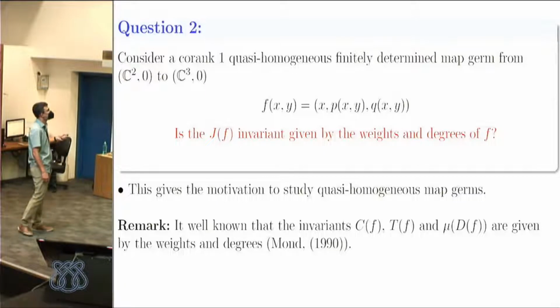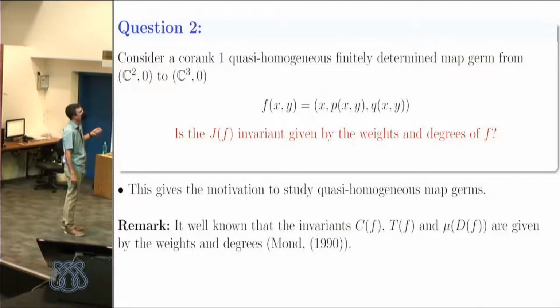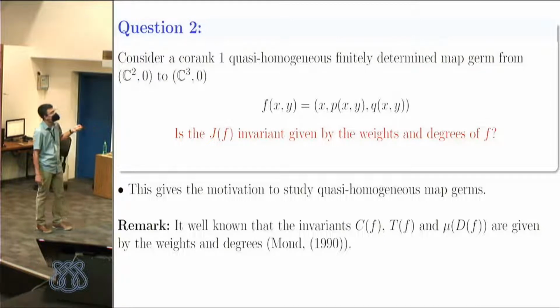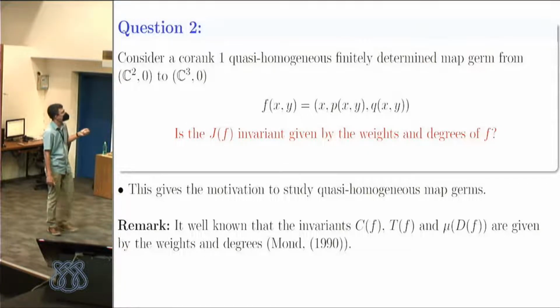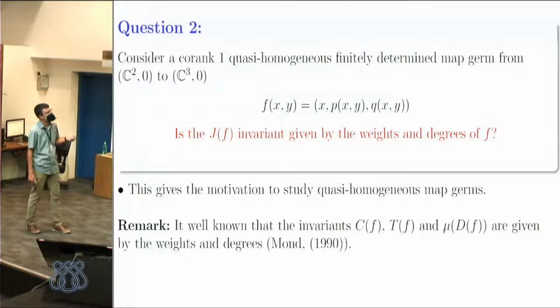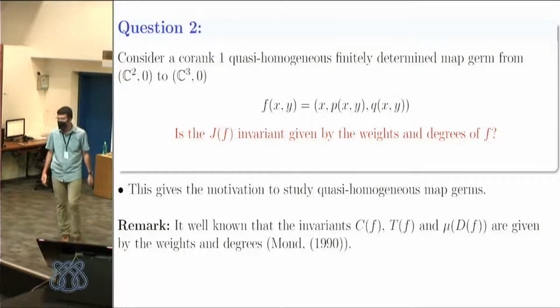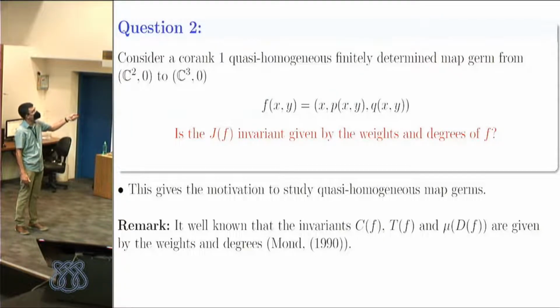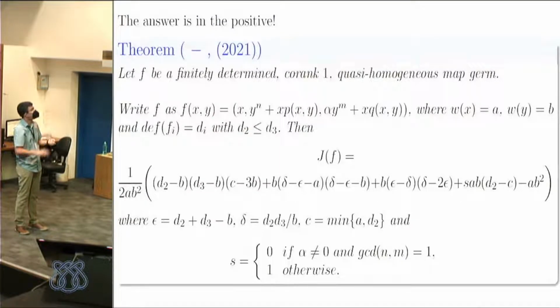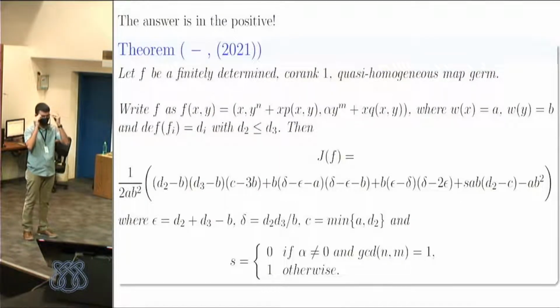Okay, just a remark here. The problem of determining a topological or analytical invariant in terms of the weights and degrees of f was considered for other invariants, and it's well known that the invariants C, T, and the Milnor number of the double point curves are given by the weights and degrees. It's a very nice result of Mond in 1985, and you can use this to find an answer to this question. And the answer is in the positive. Here's the formula.